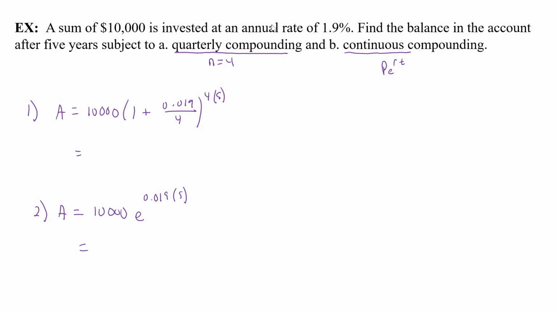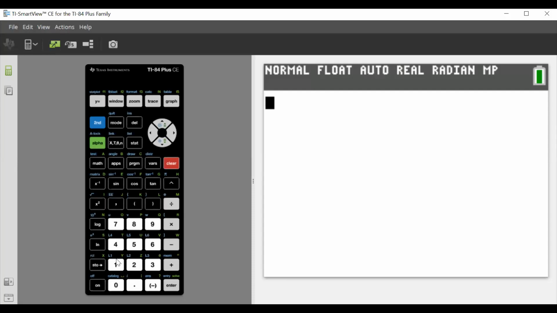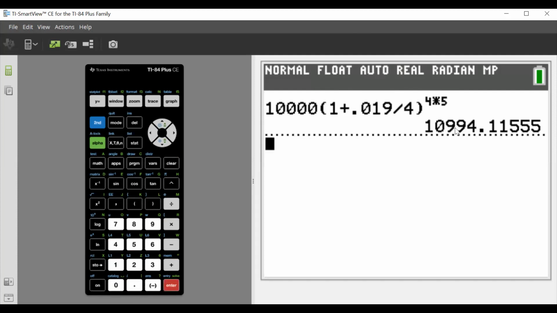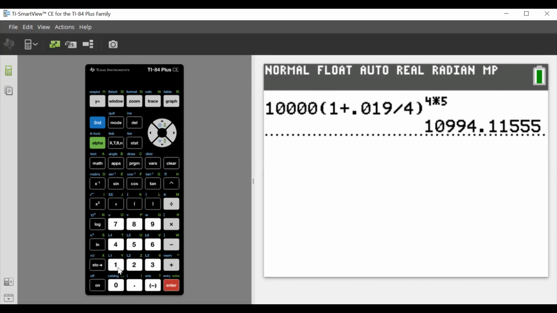So let's go back over here. All right, so now we're doing $10,000. And then it's times 1 plus 0.019 divided by 4 raised to the power, and we're doing it for 5 years, so 4 times 5. So our first problem is $10,994.12.